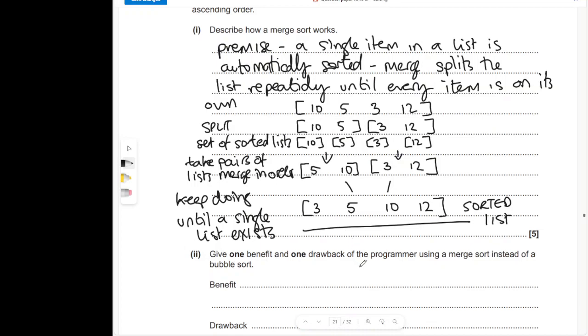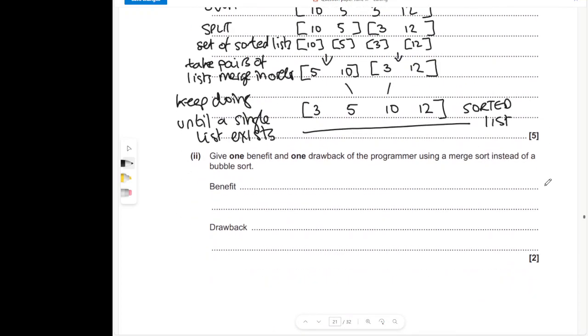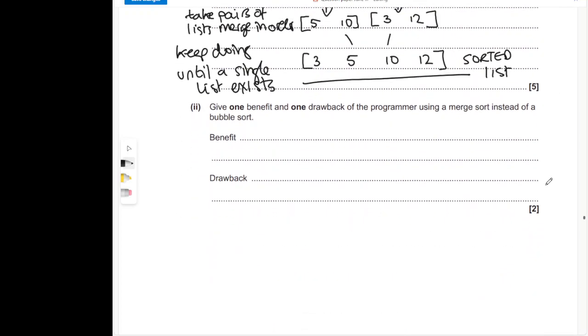Right, okay, so second part of this. A benefit and drawback of using merge sort instead of bubble sort. A few of you put that a drawback was it's complicated to program because bubble sort's easy to program. I hate that one, but the exam board accepts it. Just because something's complicated to program doesn't mean that's a disadvantage to the programmer. You'll learn some of them, won't you? It's a learning experience.